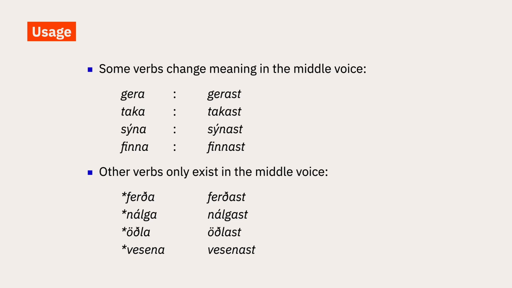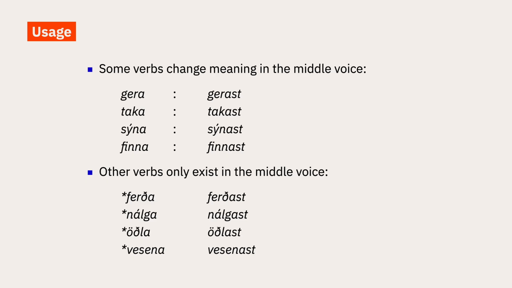There are some other verbs which only exist in the middle voice. They don't have a corresponding form that is not with the middle voice. These would be verbs like ferðast, to travel, nálgast, to approach or get nearer, öðlast, to acquire, vesenast. Vesenast is a great word which comes from vesen. Vesen means something like hassle. Vesenast is to muck around with something or fiddle around with something.